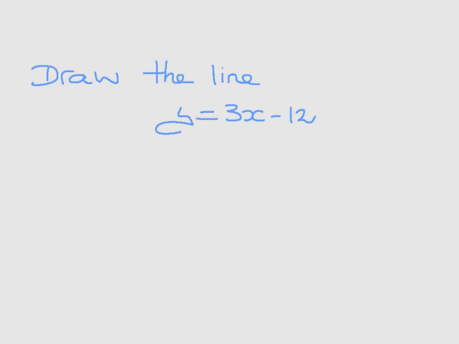Let's see how to draw the line with the equation y is equal to 3x minus 12. One of the key things to remember when you draw a line given its equation is that you need 2 points. That's all you need. So always keep that in mind. You're looking for 2 points.